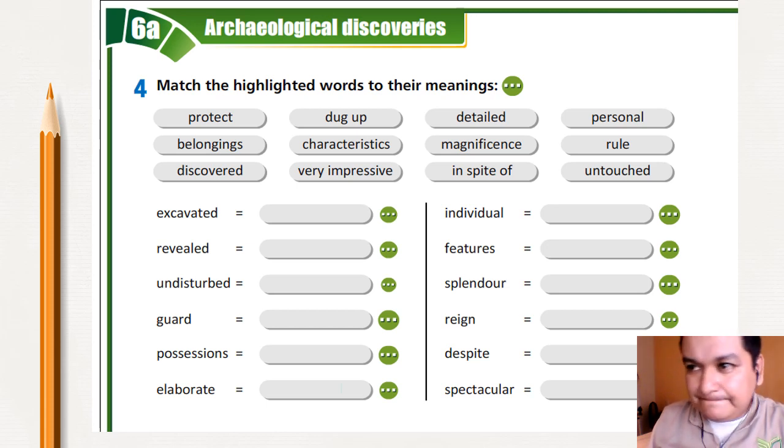According to this, you have to match with similar meanings. If you have any questions, you can check the translation of the text. Okay? Let's continue.